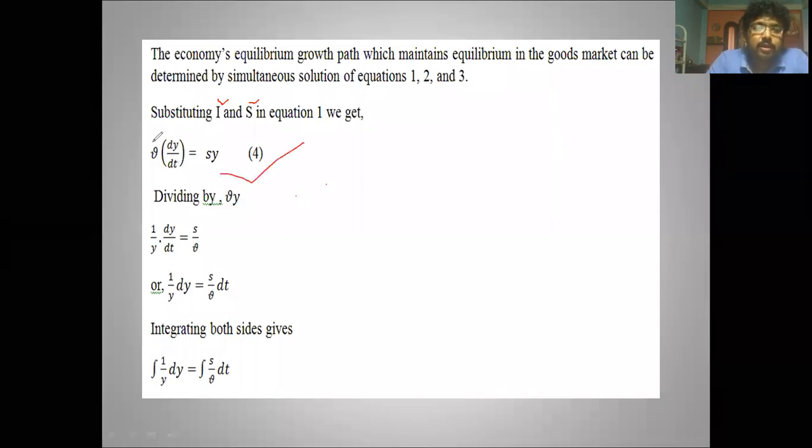Here mu multiplied by dy by dt is equal to s times y. Dividing this by mu y, we get from equation 4 that 1 by y dy by dt equals s by mu. And after rearranging, we find that 1 by y dy equals s by mu dt.